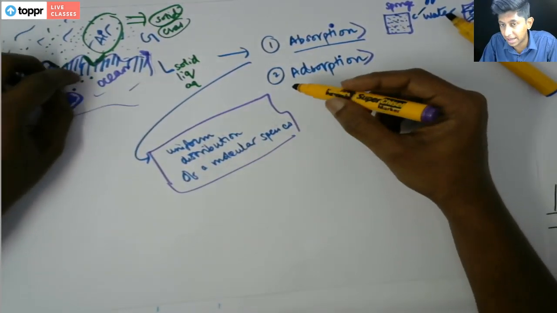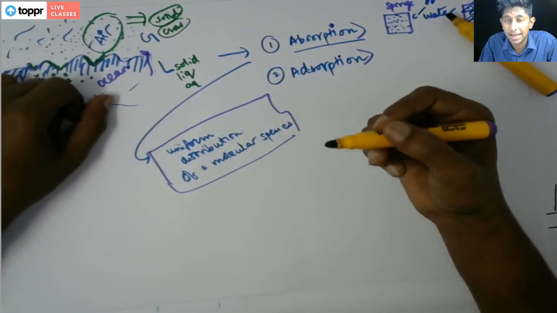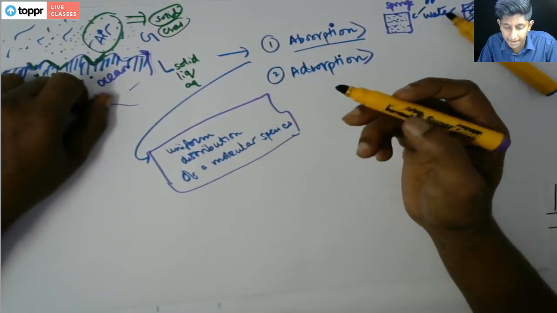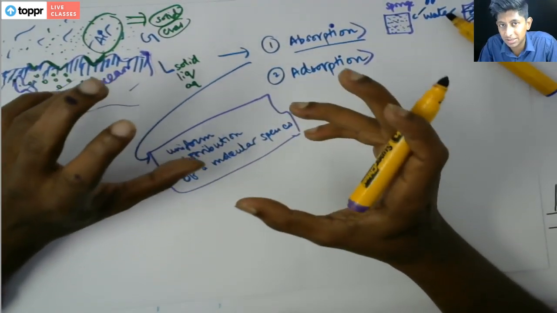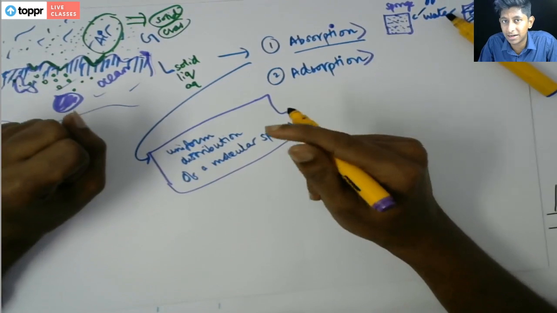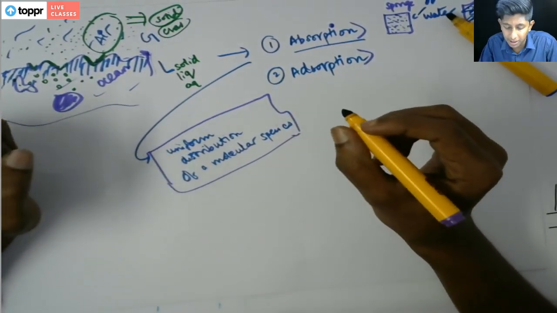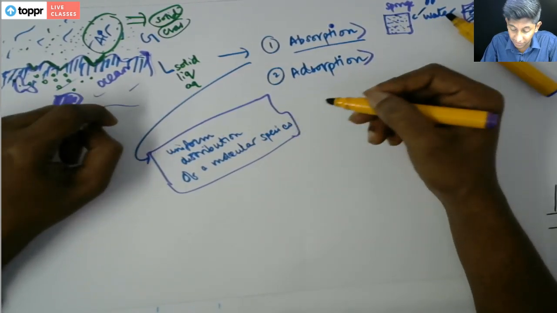So when air gets absorbed by water, it means that if it does absorb the air, whatever concentration or whatever amount of molecules were taken in will uniformly be distributed across the body of water. So this is the idea of absorption.